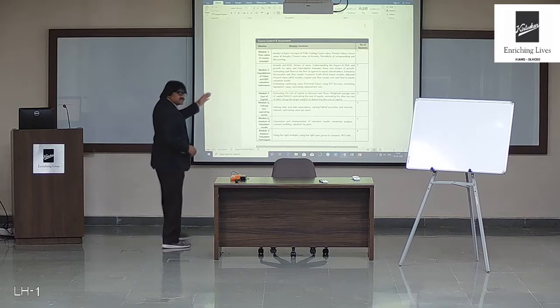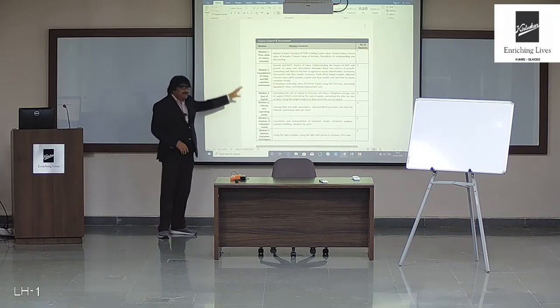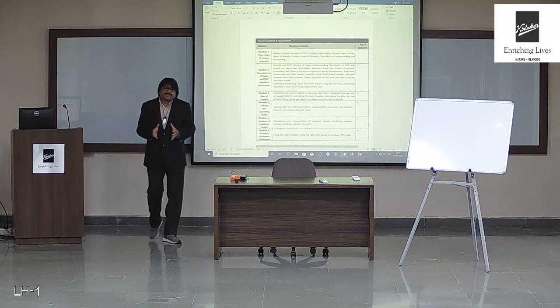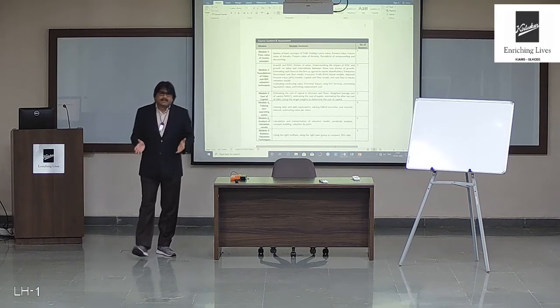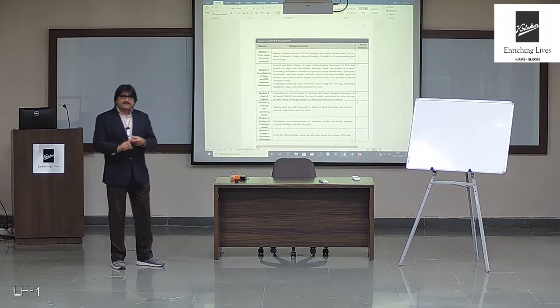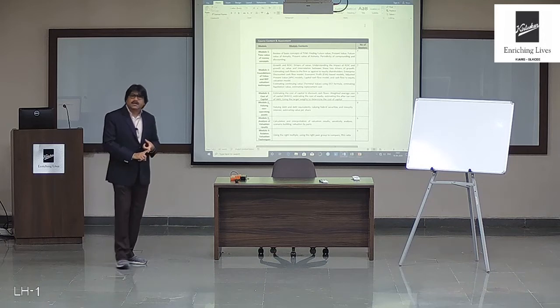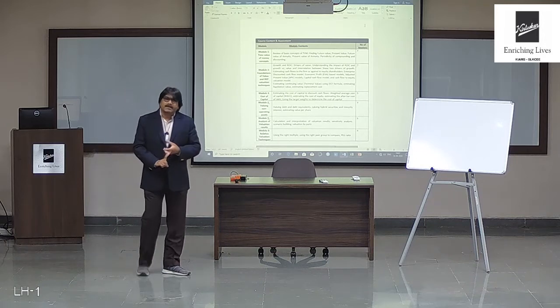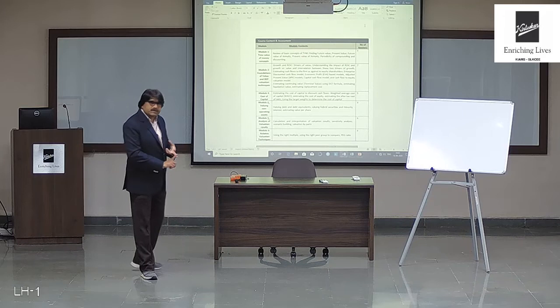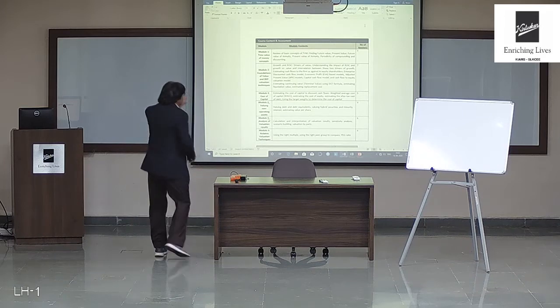The second module is the drivers of value. So what actually decides the value of the firms? There are two factors: the ROIC, return on invested capital, and the growth of the revenue of the firm. These two factors are considered in module number 2.